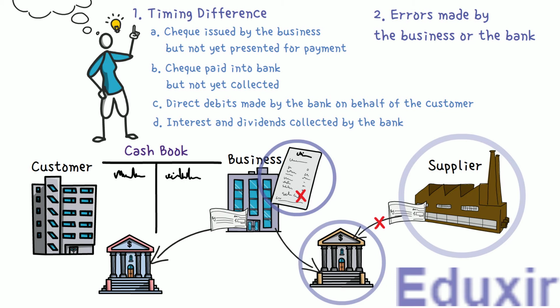There are other reasons also, but to limit the scope of these differences to this problem, let us consider only these 4 reasons for timing difference. Also, the problem does not have any particulars related to the errors made by the business or by the bank.